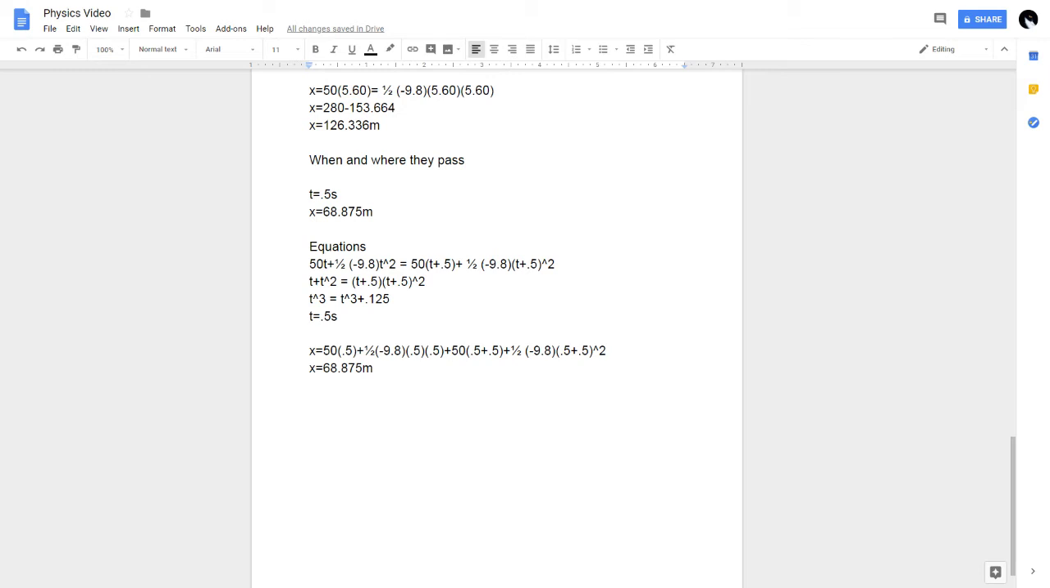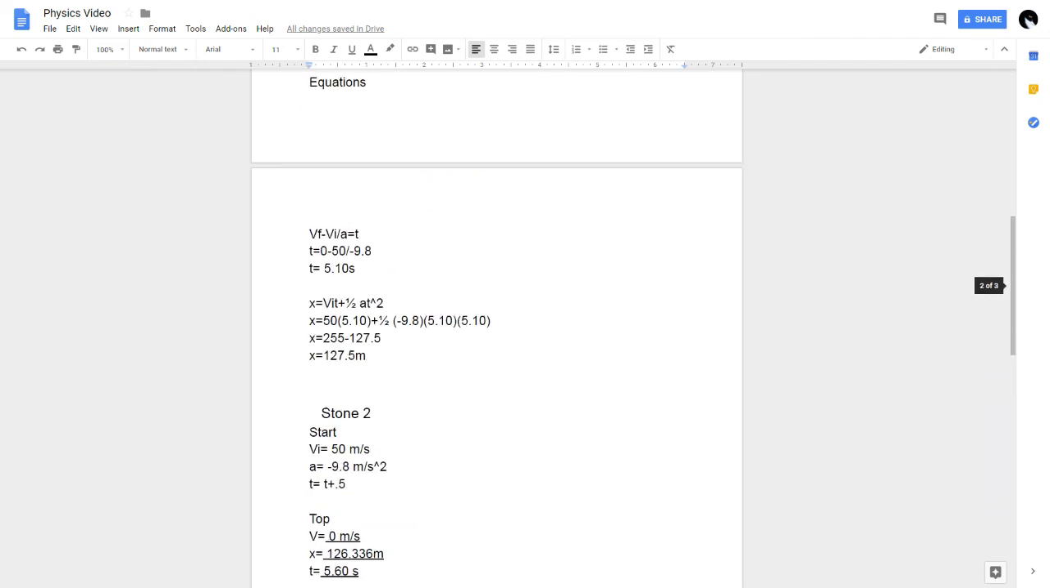So now we're going to find the displacement. We found the when, now we're going to find the where. For the where, displacement is equal to the two equations added to each other. When we do the equation, we just get the same thing, only we plug in the 5.5 seconds for the time. I'm not going to read all that because that's a lot. When you do all the math out, you get 68.875 meters. And that is when and where the stones pass when you throw them up at initial velocity.